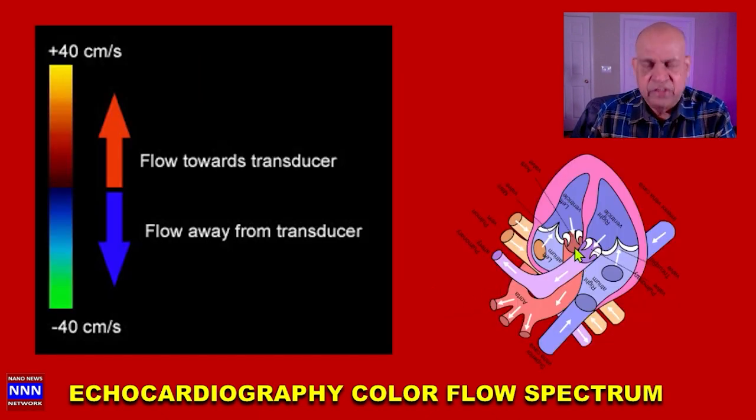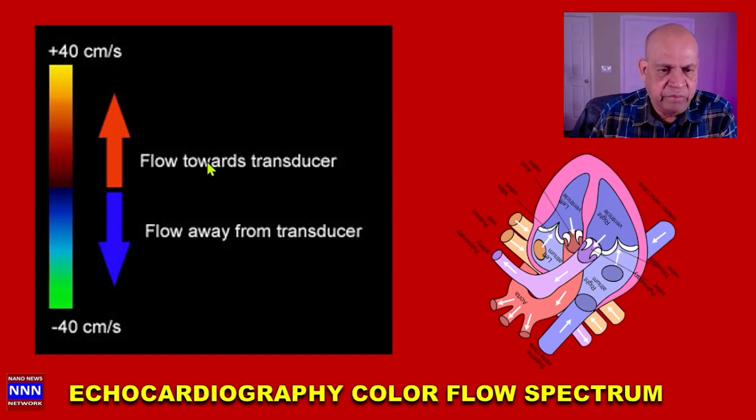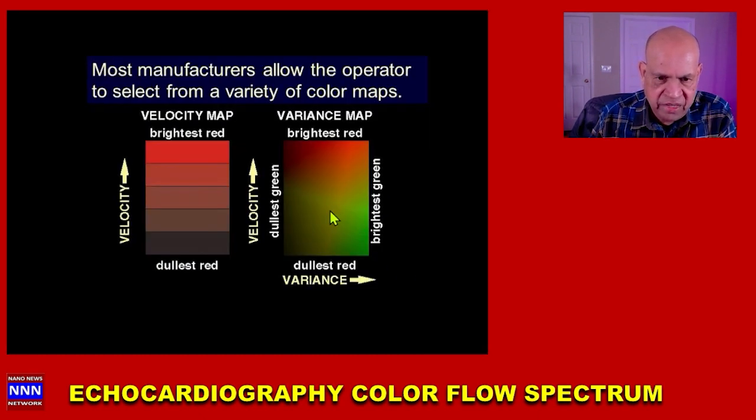Again, the simplistic way to say that is, if the blood is flowing towards the transducer, it's going to be a smooth red color. It's blue if it's going away from the transducer. Whenever there is turbulence, we're going to see these extreme colors, namely yellow and green, which are intermixed, creating a mosaic pattern. And this is represented in a different manner.